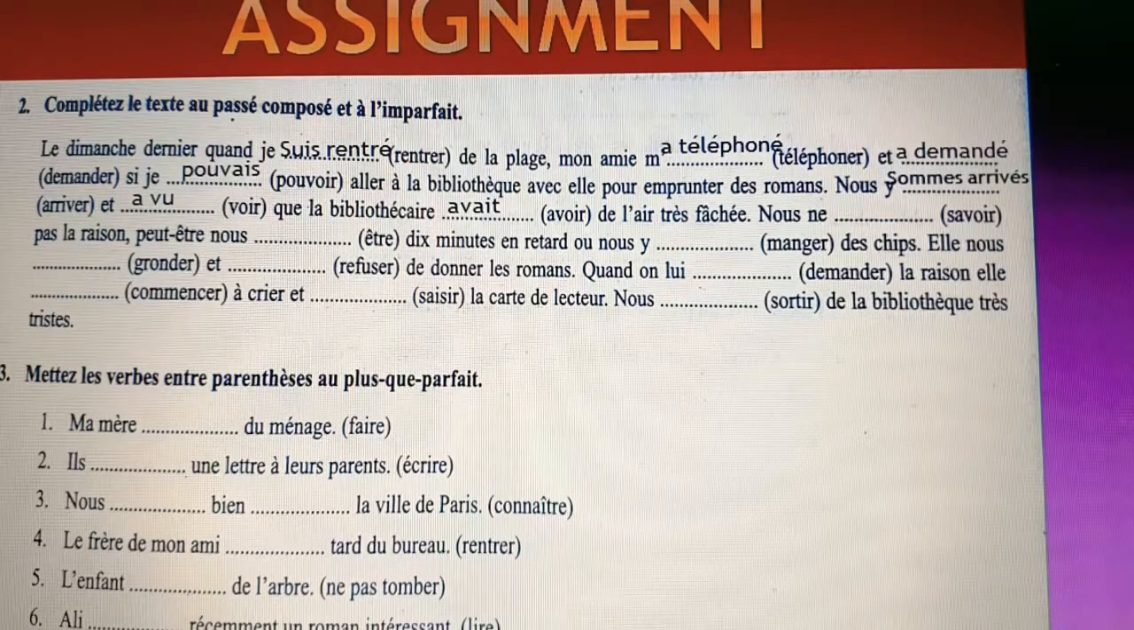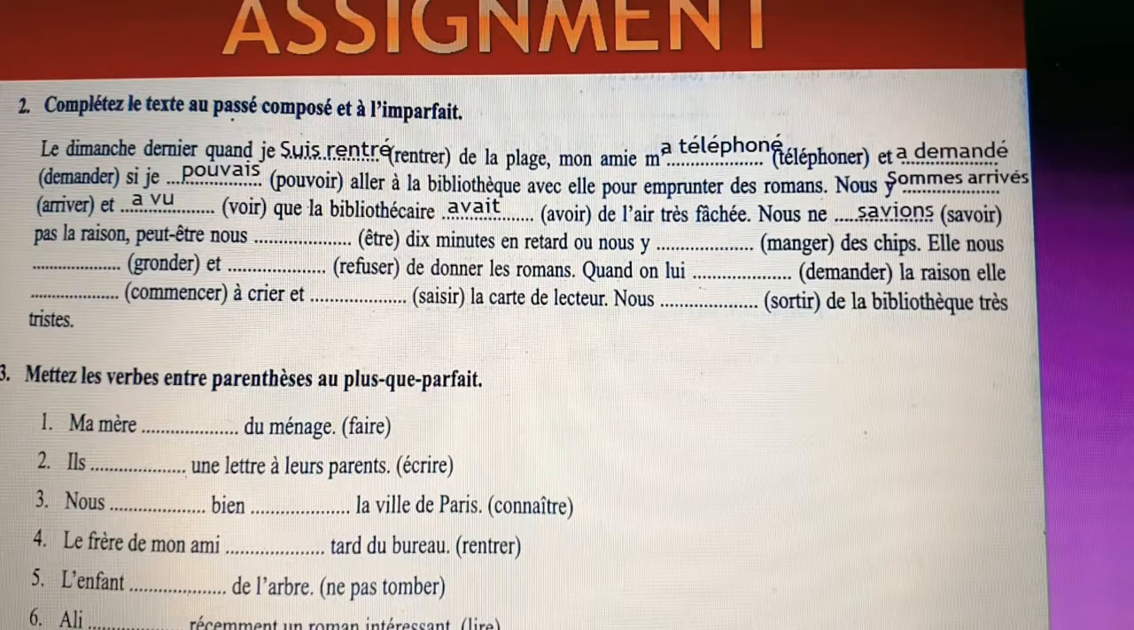Then nous ne dash savoir pas la raison, so we couldn't understand the reason. So understanding and we don't understand, so again double negative, that is imparfait, sorry, that is the imperfect tense, right? So nous ne savions pas la raison.